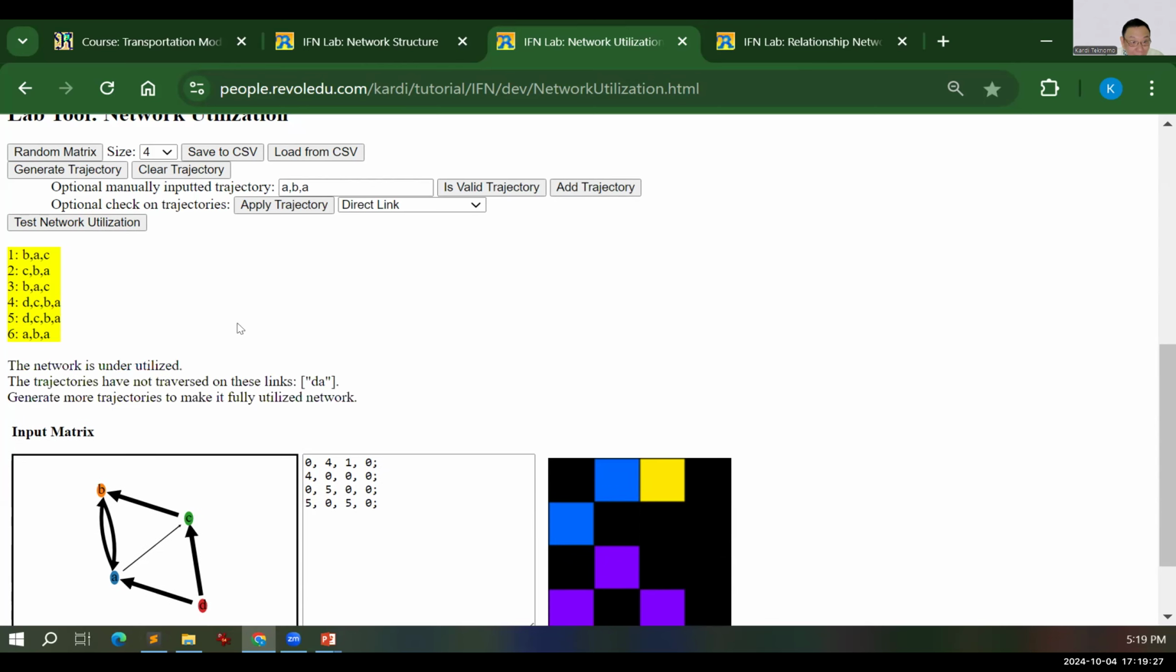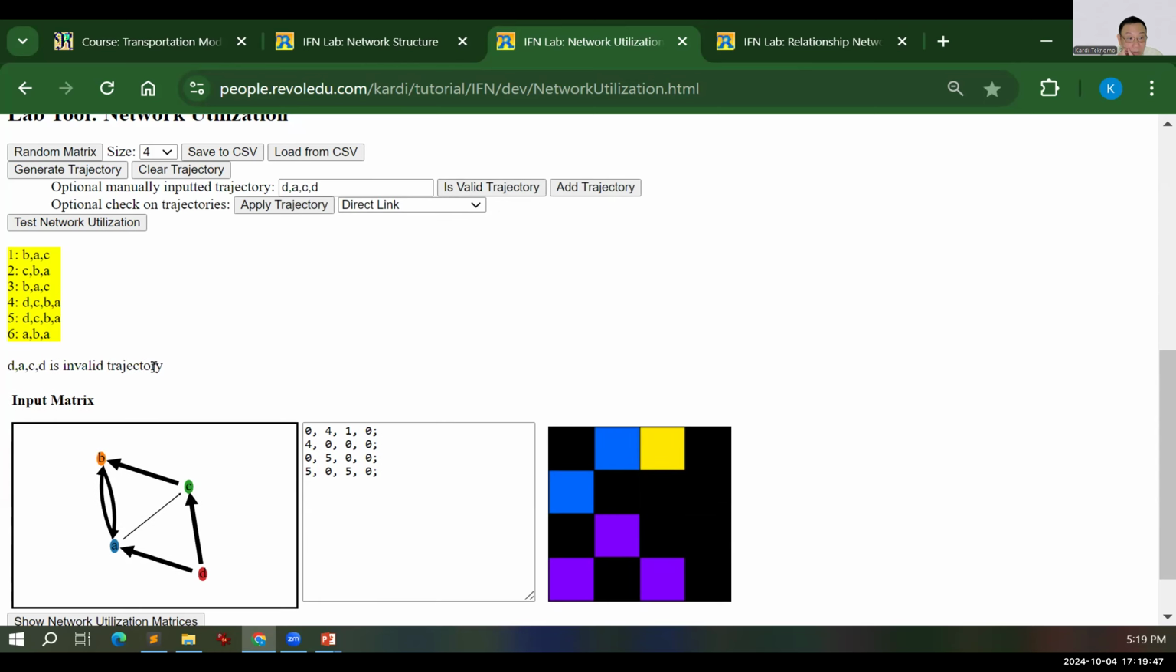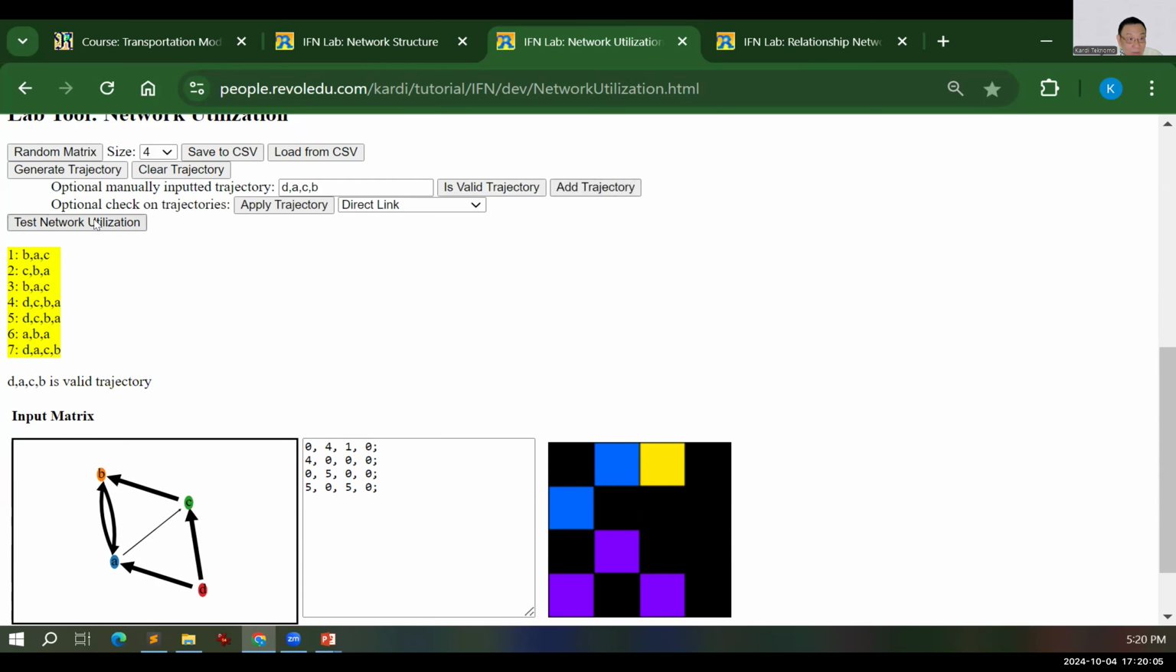Then test again. There is still one more link that has not been traversed, D to A. So you can create another one: D, comma A. From D to A, you can go to C, and then you can go to B, for example. Is this valid? It is supposed to be invalid, so D to A to C to B. Comma B. Let's test. This is valid, so we can add. Now with this, you can see that the network is already fully utilized.